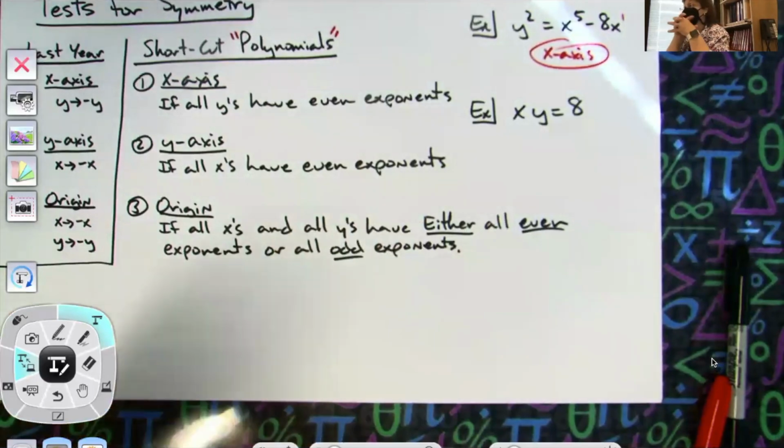Okay, so what do we think? Symmetric around the origin. Okay, now let's go ahead and write that.